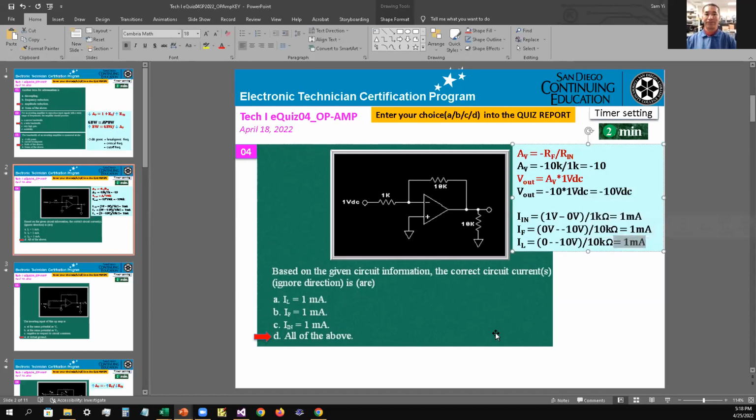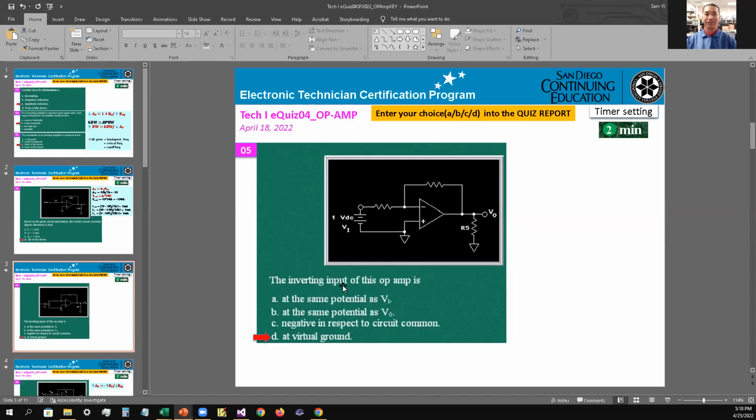And so therefore A, B, and C are correct. So the answer is D as in David for number 4. So any question on number 4? Okay, next.